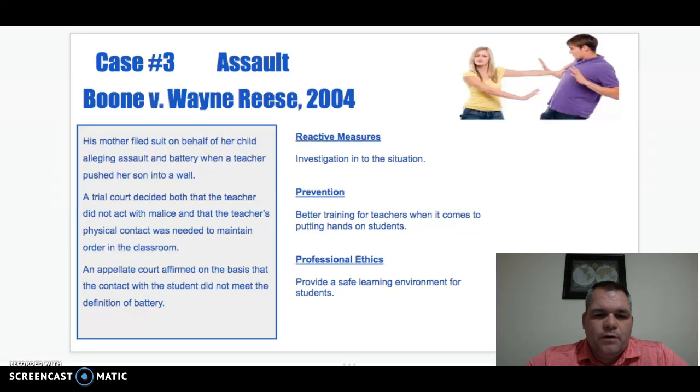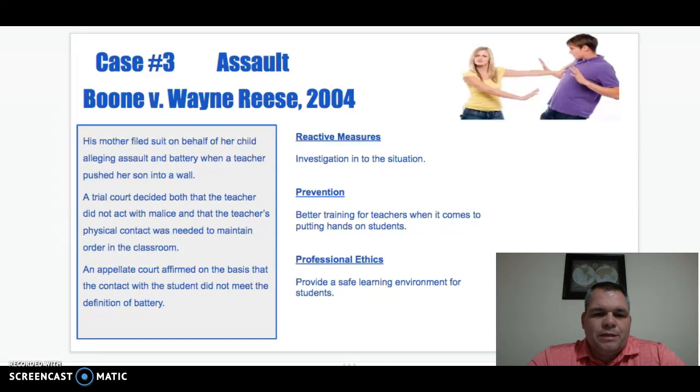His mother filed a suit on behalf of the child alleging assault and battery when a teacher pushed her son into the wall. The courts decided the teacher did not act with malice and the teacher's physical contact was needed to maintain order in the classroom. The appellate court affirmed on the basis that the contact with the student did not meet the definition of battery.